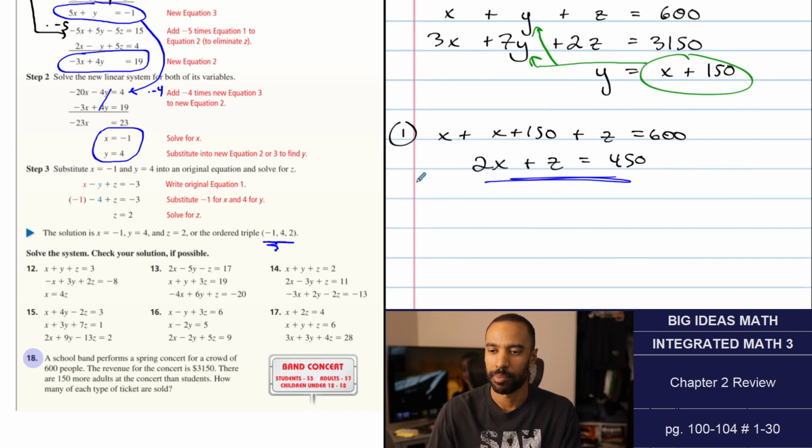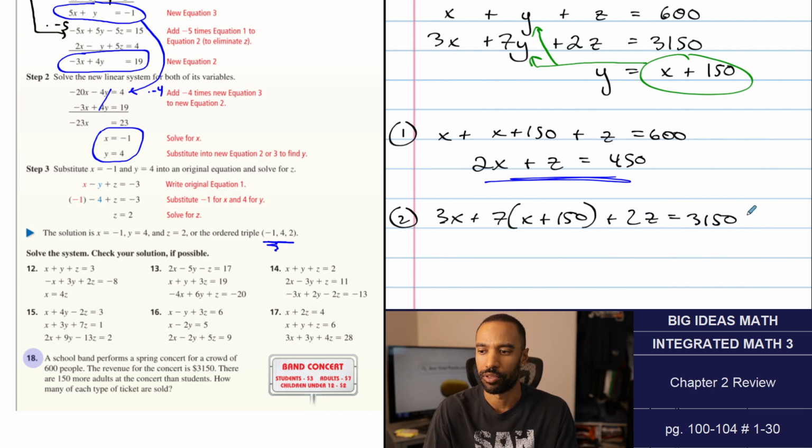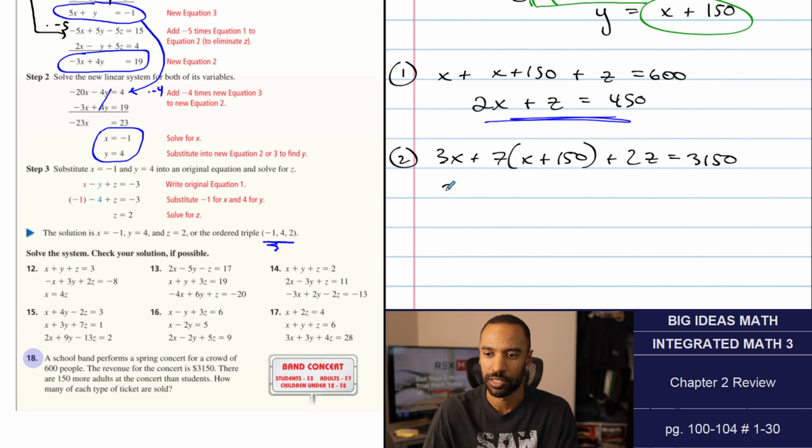The second equation is going to be a little bit bigger as far as numbers go. We got 3x plus 7y. You've got to use parentheses. Plus 2z equals 3150. This might be one of those equations, though, we can divide by something. Let's see. 3x plus 7x plus 150 times 7 is 1050. Plus 2z equals 3150. 3x plus 7x is 10x.